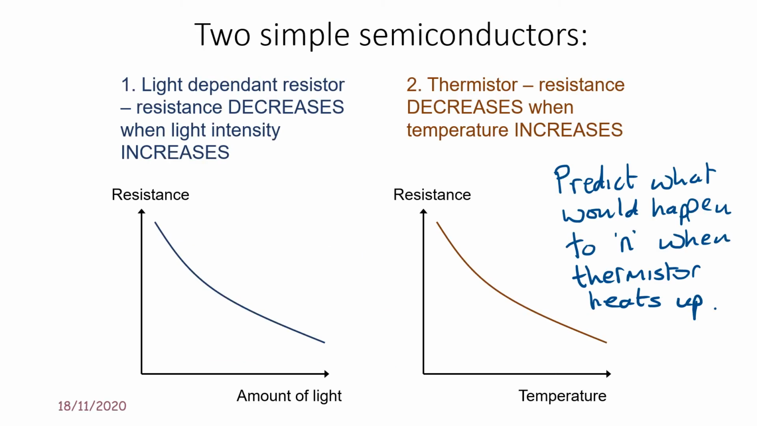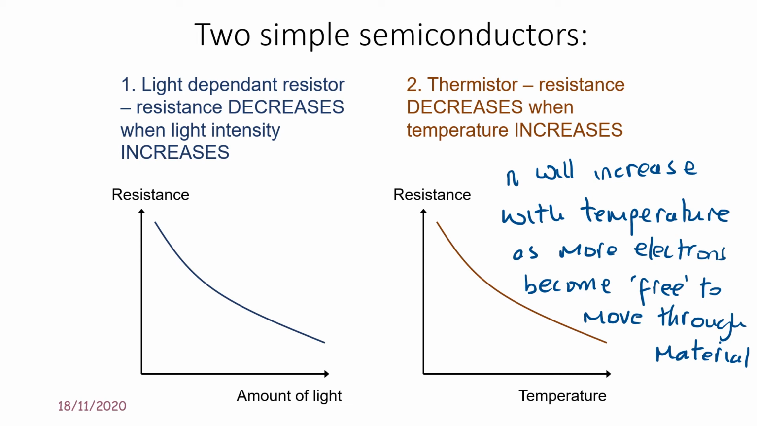So we've met the two semiconductor resistors, the LDR and thermistor. For the thermistor, I'd like you to predict what would happen to n when the thermistor heats up. So this time with the thermistor, because it's not a metal, it's a semiconductor material, we will see temperature having an effect on the carrier density n. But I'd like you to predict what that effect would be.